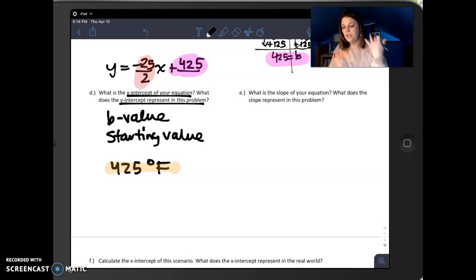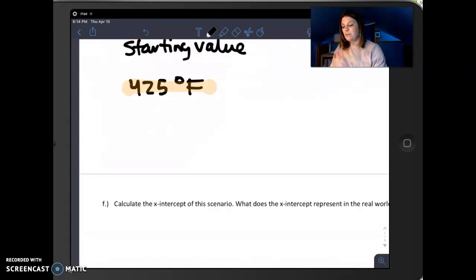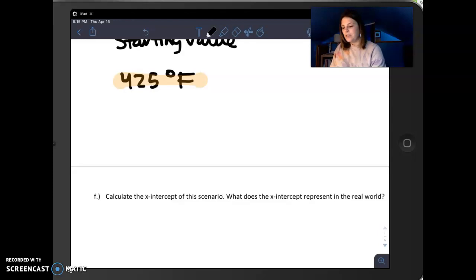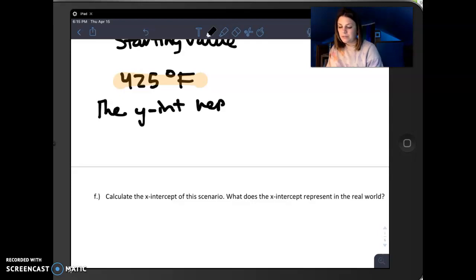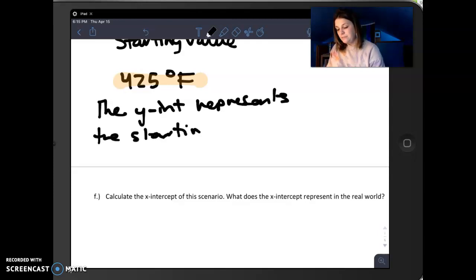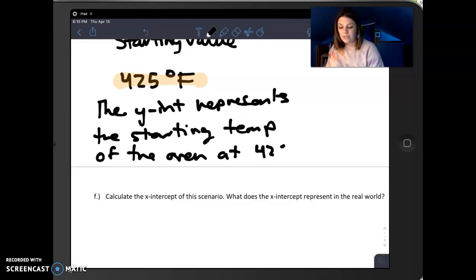And so we need to figure out what this means in real life. What does it represent? We want to make sure we make a sentence out of this. We're going to say the y-intercept represents the starting temperature of the oven at 425 degrees Fahrenheit.